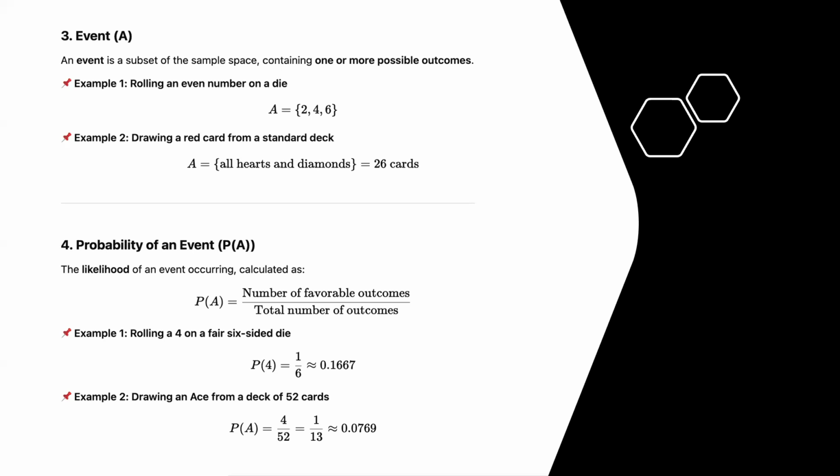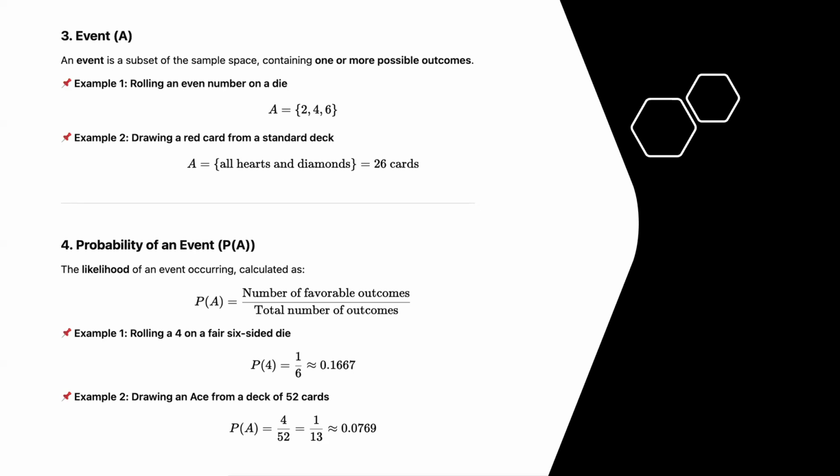Drawing a red card from a standard deck. I think all of you know about this. How many cards are there in a deck? 52 cards are there in the deck, correct? And we have four different types of cards there: spade, diamond, club, and heart. Four different types of cards, but only two colors. So 26 cards are red and 26 cards are black.